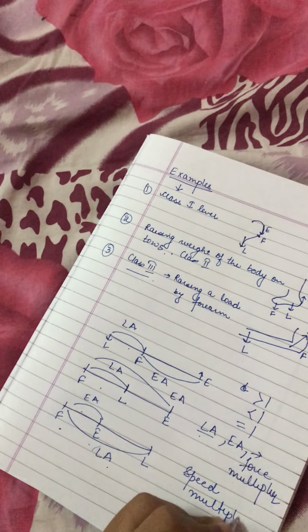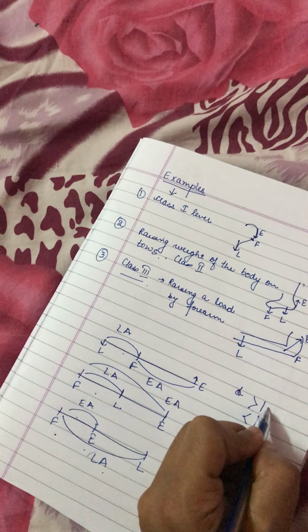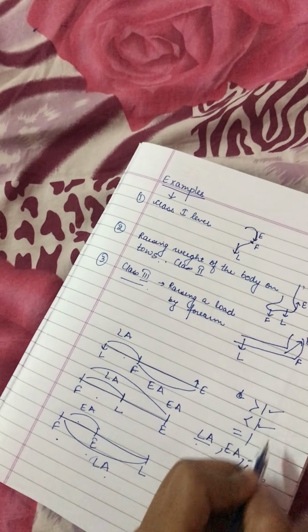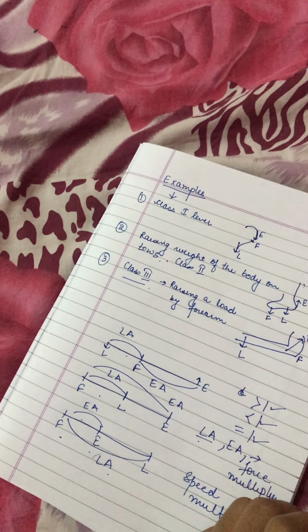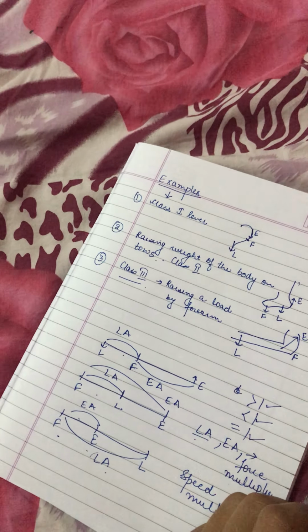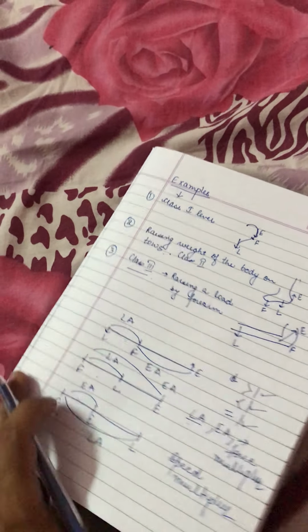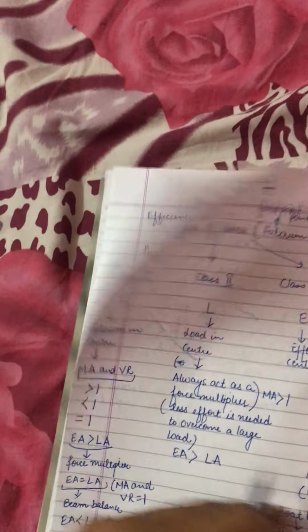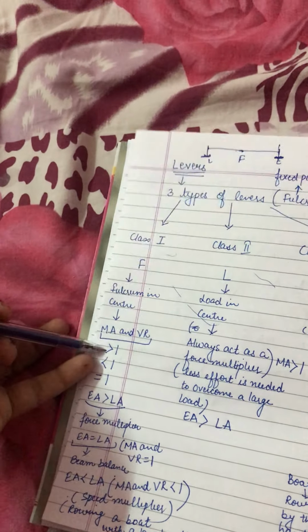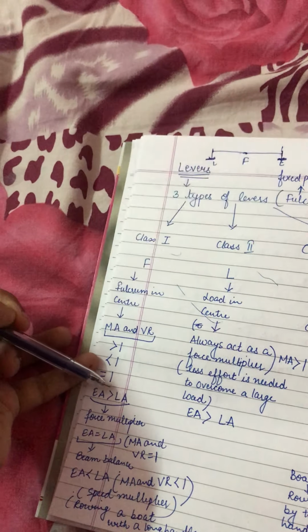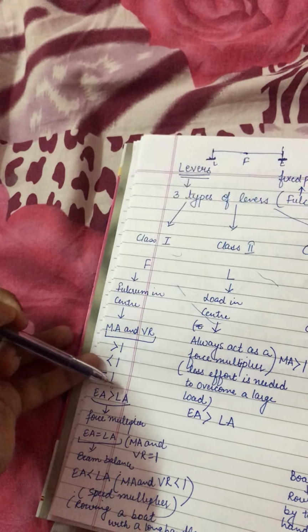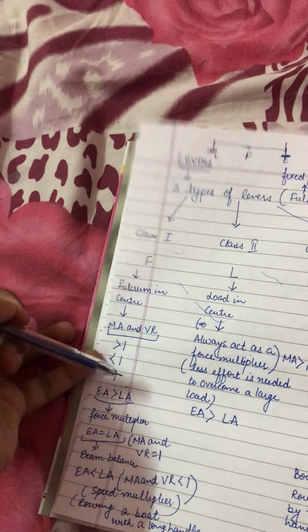speed multiplier. And in this case it can be force multiplier, it can be speed multiplier, or mechanical advantage can be equal to 1, or velocity ratio can be equal to 1. So here we are having greater than 1, less than 1, or equal to 1. When it is a force multiplier, effort arm is greater than load arm.